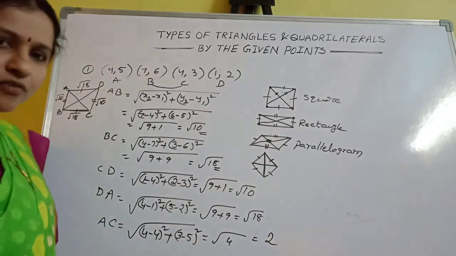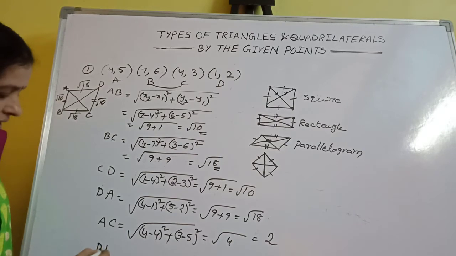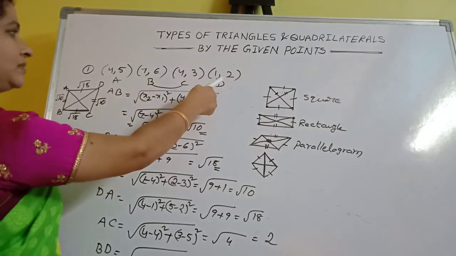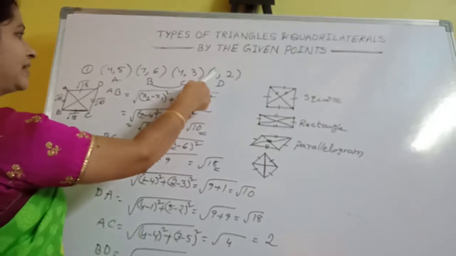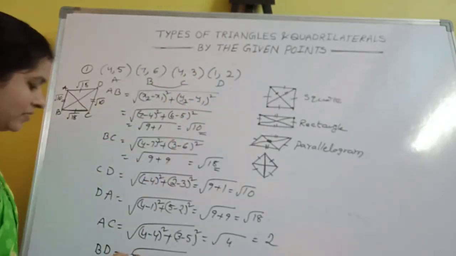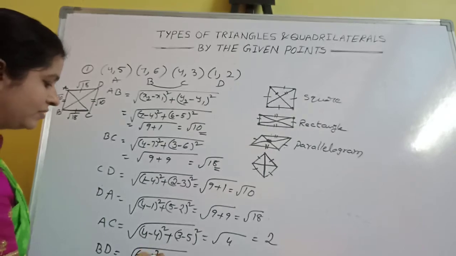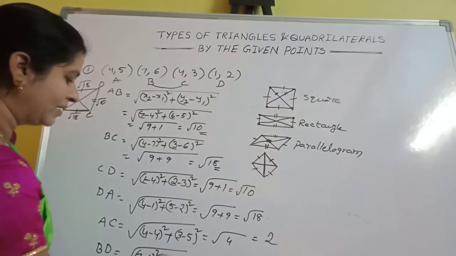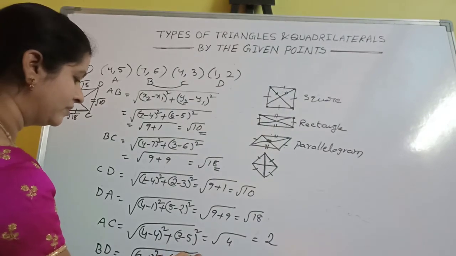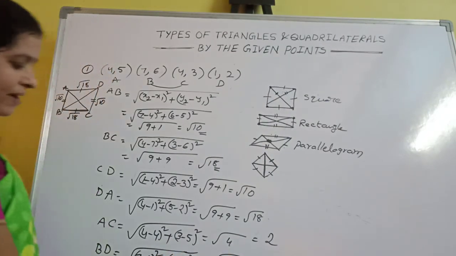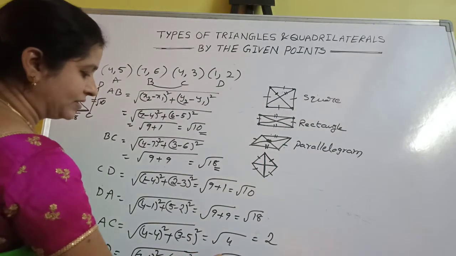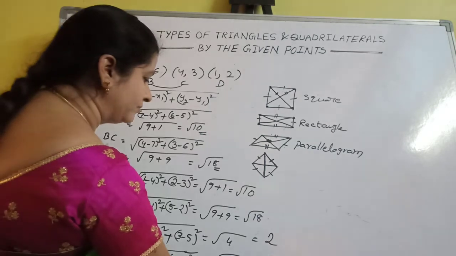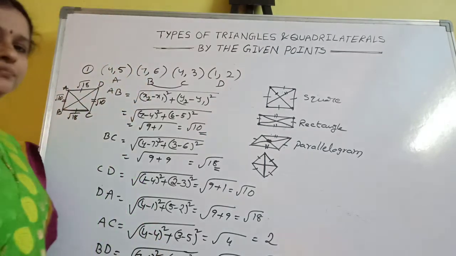Again, find the value of BD, the other diagonal. So B (7, 6), D (1, 2). So (x2 minus x1) whole square, (7 minus 1) whole square plus (6 minus 2) whole square. So 6 square 36 plus 4 square 16, so root 52.